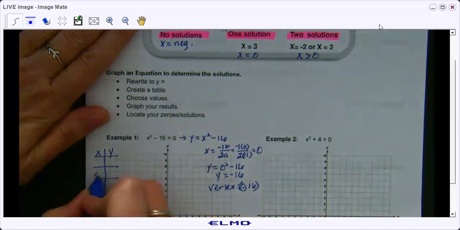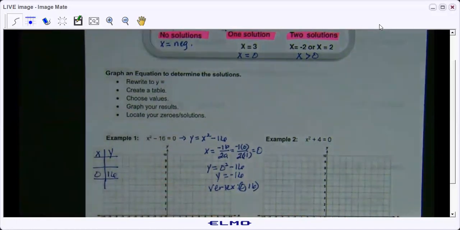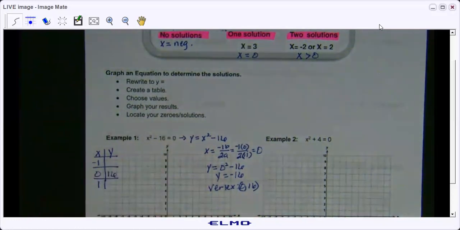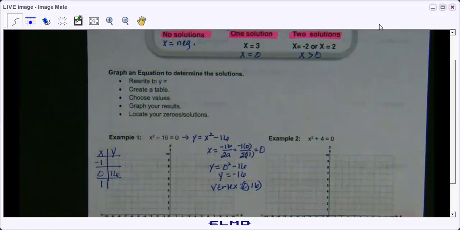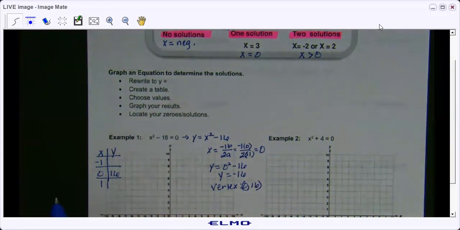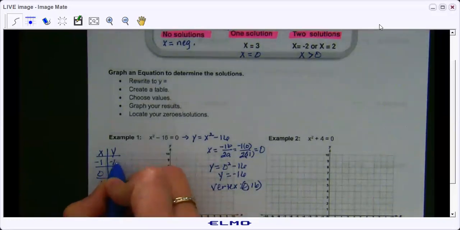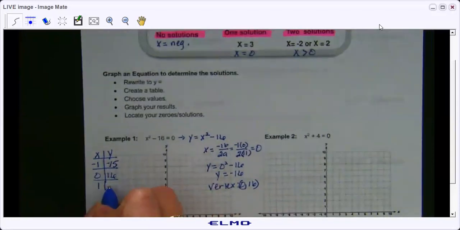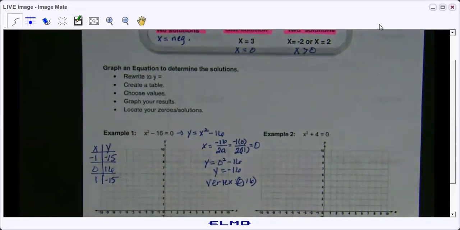And put my vertex in the middle. And then I choose 1 point below that and 1 point above that. So we're going to have -1 and 1. Okay. So when x is -1, we have -1 squared minus 16, which is 1 minus 16, -15. And then when you have 1 squared minus 16, so you get -15. Okay, so now we're going to graph this.